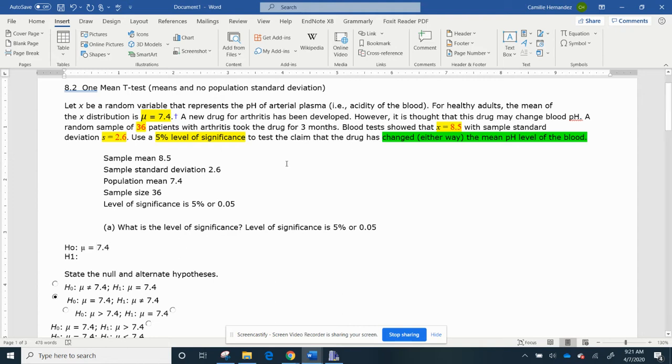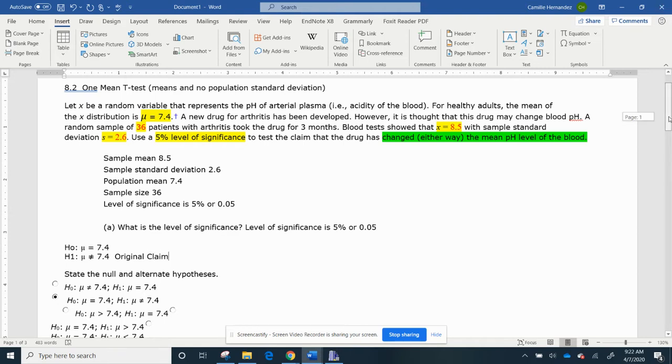Okay, that was easy. But now it wants to know the alternative, and it wants to know if the drug changed. It didn't say if it lowered it. It didn't say if it went over. It just says, did it change it either way? So the symbol for that, I'm going to put my mu symbol again, is not equal. So I'm going to put this here, not equal 7.4. Okay. I'm going to call this my original claim, and I'll show you when we go back why that's important.